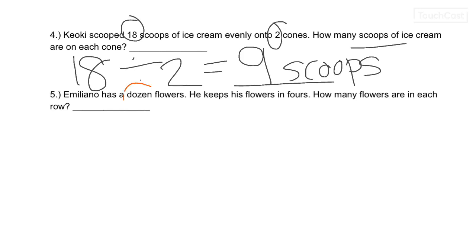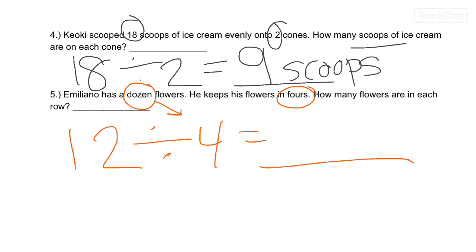And Emiliano has a dozen flowers. He keeps flowers in 4s. How many flowers are in each row? So, again, dozen is a number. How many is that? 12. We need to be memorizing that. Divided by 4. So we're going to roll our 4s till we get to 12, Emiliano. 4, 8, 12. Stop. How many fingers? 3. 3 what? How many flowers?